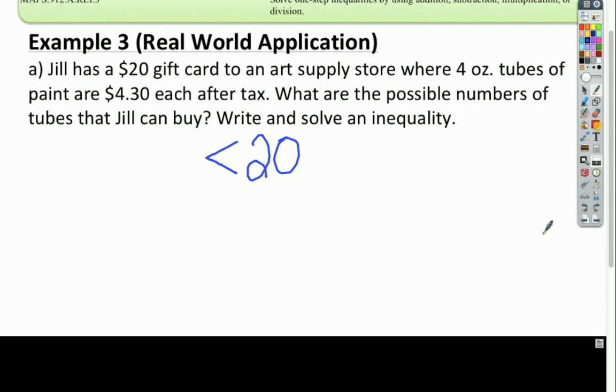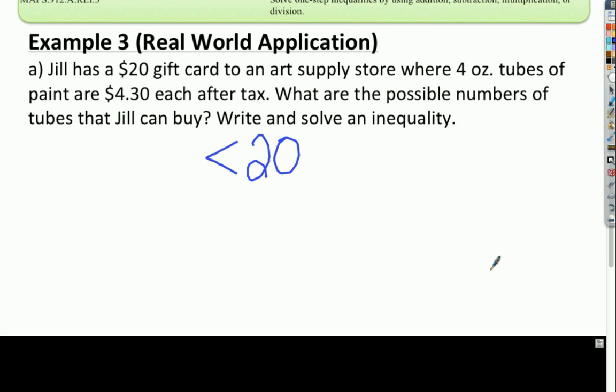Now, the next question. Can she spend exactly $20? Can she spend exactly 20? She could spend at most 20, so she could spend 15, she could spend 18, she could spend $19.20. But can she spend exactly $20, Garion? Yes, she can. And so what does that mean, Garion?